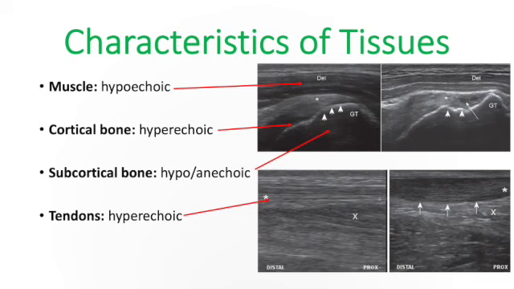So what we're going to see here are the big characteristics of tissues. Muscle typically is hypoechoic. It shows up just a little darker than the other surrounding tissue. Cortical bone is going to be hyperechoic. It's going to show bright white, as we've seen in other slides. Subcortical bone is going to be either hypo or anechoic. Typically it's anechoic. And tendons are going to show up a little brighter. Tendons are a little thicker, more dense tissue, and they're going to reflect much more of the ultrasound wave than, say, muscle or subcutaneous fat.